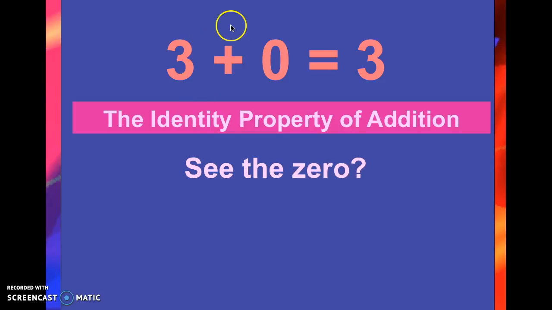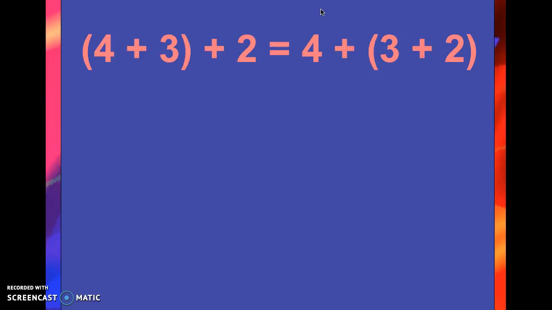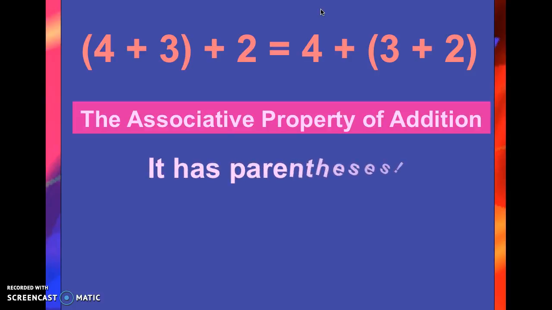Identity. See the 0? That's how you know that is the identity property of addition. And this one's going to be associative property. A good way to remember the associative property is it has parentheses, the identity has a 0, and the commutative changes places.